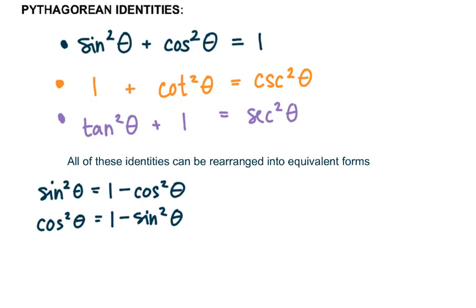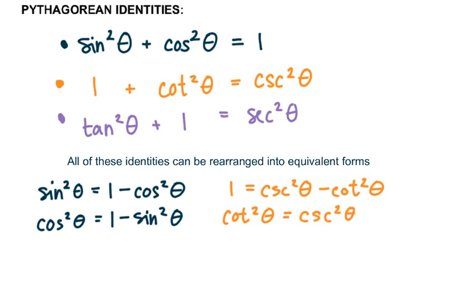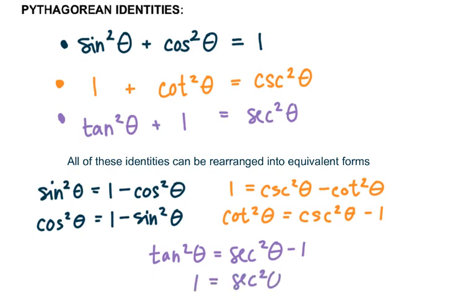Same with the next one. I could say that 1 equals cosecant squared theta minus cotangent squared theta, or also cotangent squared theta equals cosecant squared theta minus 1. And lastly, with my tangent identity, I could say that tangent squared theta is secant squared theta minus 1, or rather 1 equals secant squared theta minus tangent squared theta.